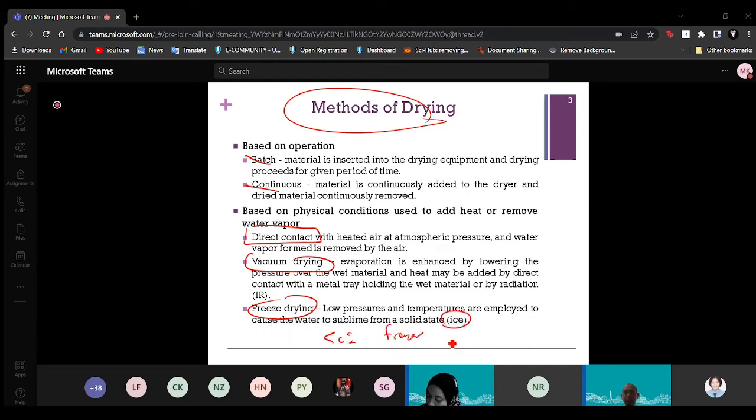So what happens in freeze drying? Normally, if you open the top side of the freezer, the frozen part, you will see vapor moving around, right? So in freeze drying, normally there is a sucking system that pulls it. They will remove the water vapor. So when it removes the vapor, the water will reduce. So that is freeze drying.